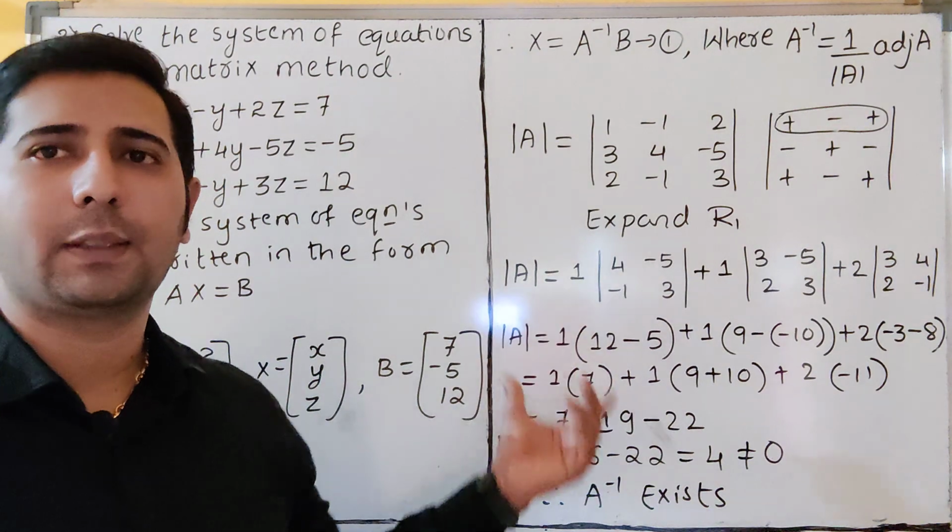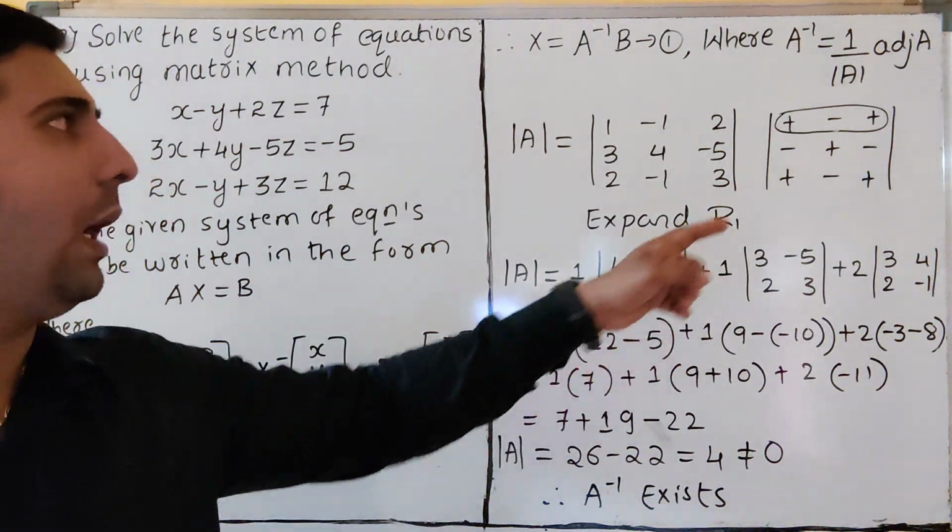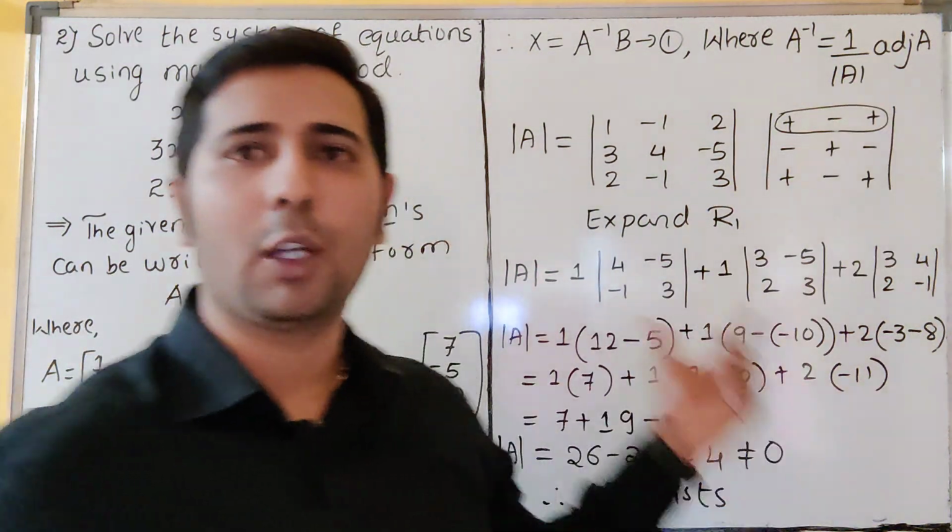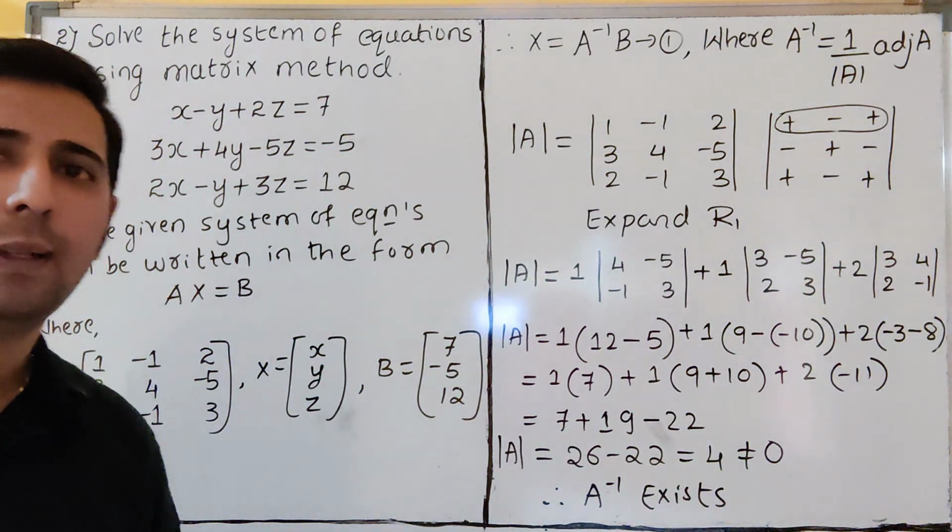So please copy this both. We'll continue with how to find the adjoint of A. Your space is not there, dear students. Sorry for that. Please copy this.